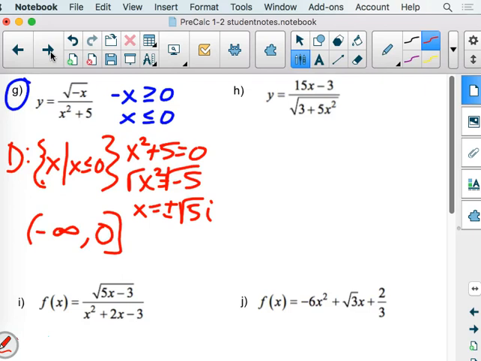So if things come out to be imaginary, we know those are not real restrictions, so we don't have to say anything about those. So that's kind of good. That saved us a little bit.